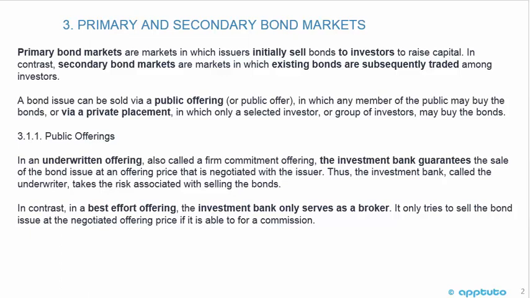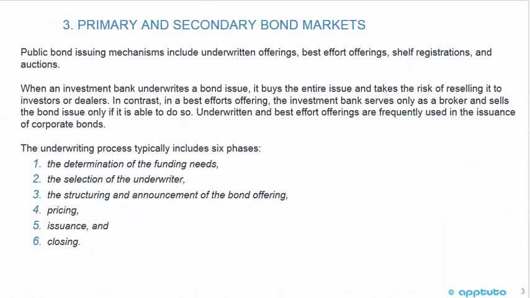In an underwritten offering, also called a firm commitment offering, the investment bank guarantees the sale of the bond at an offering price that is negotiated with the issuer. Thus, the investment bank, called the underwriter, takes the risk associated with selling the bonds. In contrast, in a best effort offering, the investment bank only serves as a broker. It only tries to sell the bond issue at the negotiated offering price if it is able to do so for a commission.